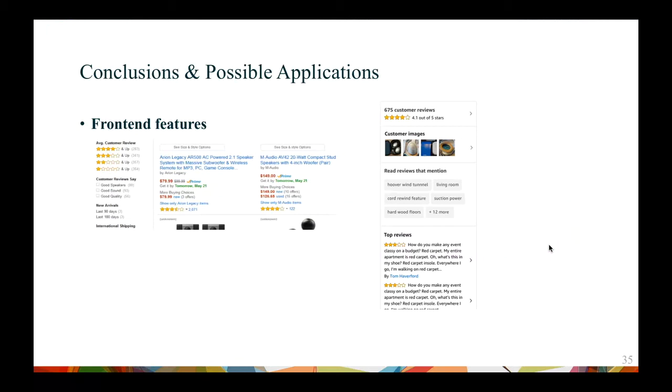This is another example, a similar application to TripAdvisor. When you are browsing one particular product, on top of the reviews, they can provide you the key phrases extracted from the reviews, so you don't have to read through all the reviews to get a quick idea about the product.